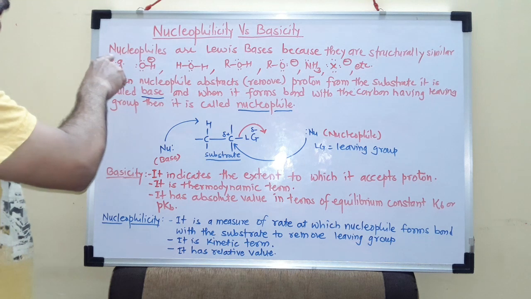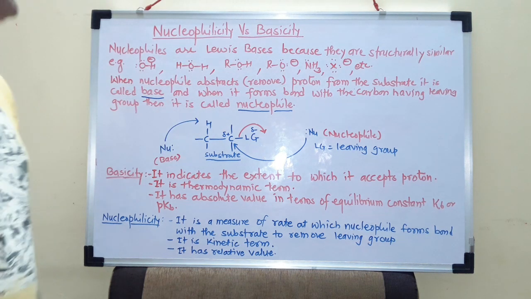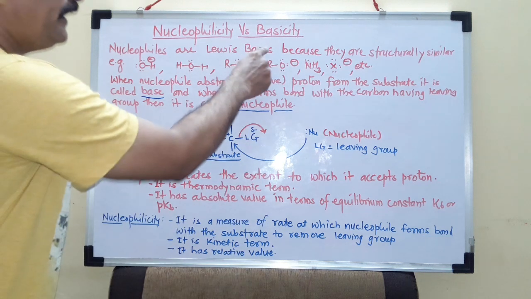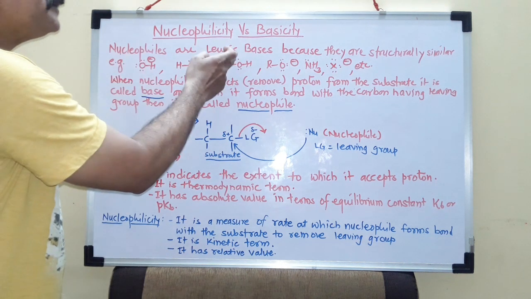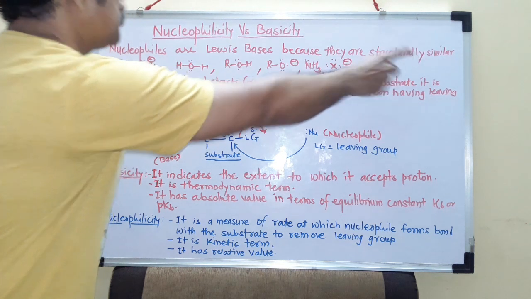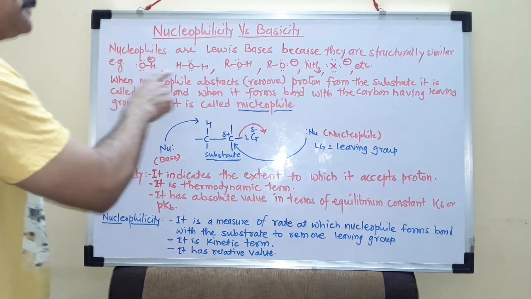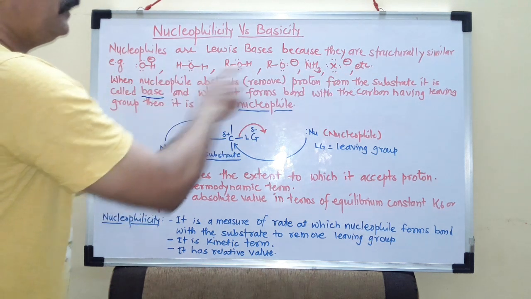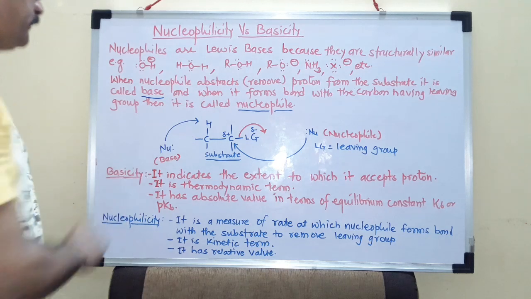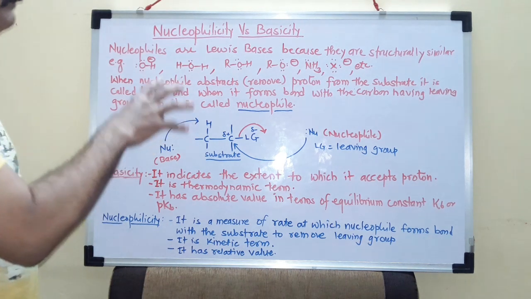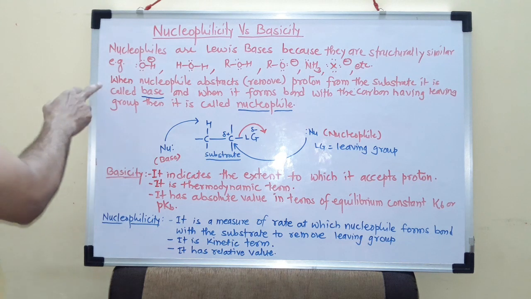Why? Because nucleophiles are Lewis bases. That's why it is confusing. Why are nucleophiles Lewis bases? Because their structures are similar. You can see this is called a nucleophile as well as a Lewis base, and similarly with all these examples which are given, because they have a lone pair of electrons. So what is the basic difference between a nucleophile and a base?